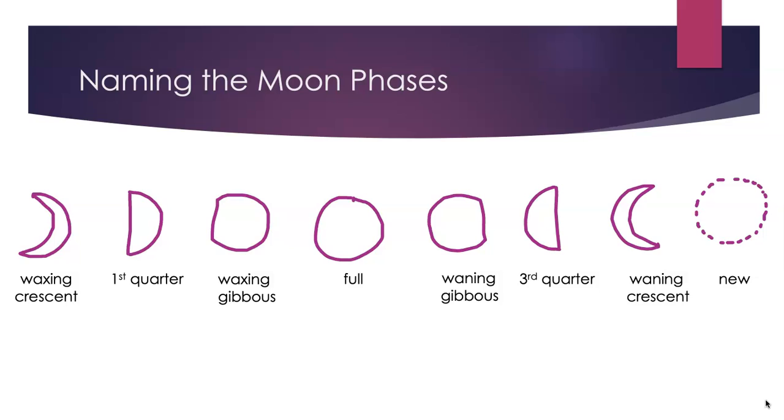Notice that some of these are sort of instantaneous. Maybe you'll see it for one day, and that would be the quarters and the full. Whereas other ones might last for about a week. The crescent, you'll notice, might get larger and larger and larger until it's finally a first quarter. So there might be several days of a waxing crescent, several days of a waxing gibbous, but only maybe one day of a first quarter and one day of a full.